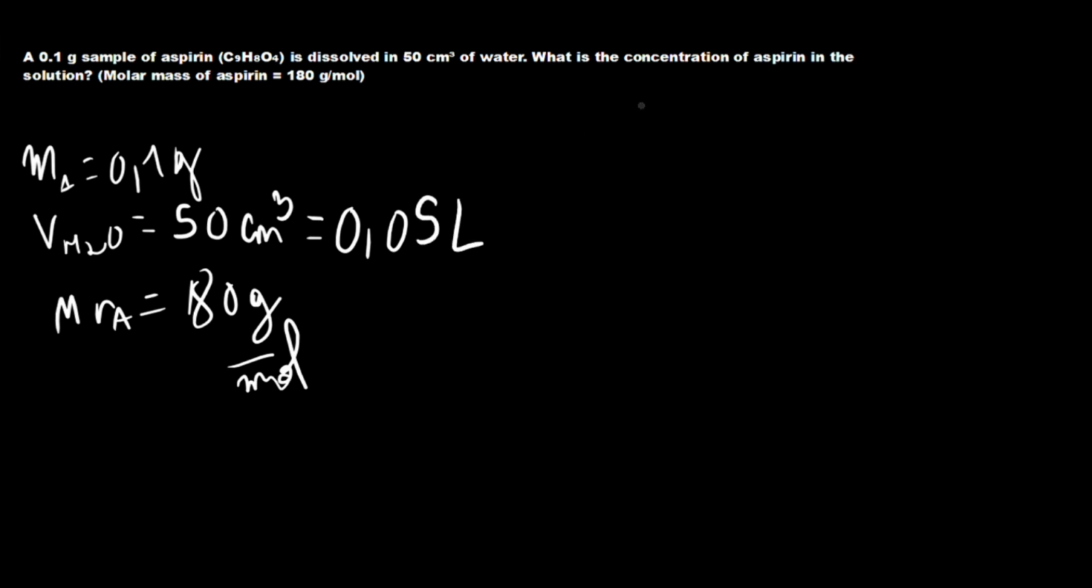Now to determine the concentration, our main formula for molar concentration or molarity is concentration equals the number of moles divided by the volume. Keep in mind the volume of water and number of moles of aspirin. So we do have the volume of water, and that is 0.05 liters. We do not have the number of moles of aspirin, so we need to calculate it.